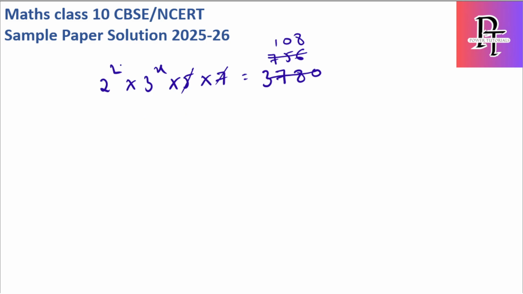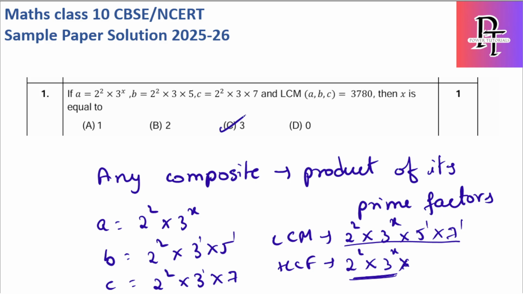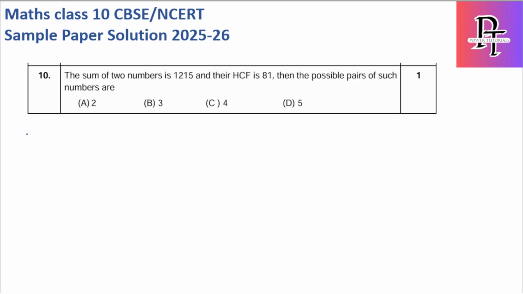Okay, now let's divide by 4 because 2 square is 4. So 4 2s are 8, 4 7s are 28. So for 3 power x, I got the value as 27. So 27 I can also write as 3 square, sorry, 3 cube, because 3 into 3 into 3 is 27. Hence I can say the x value is nothing but 3. So the option is C. Okay, so this is a very easy question. Let's move to the next one.